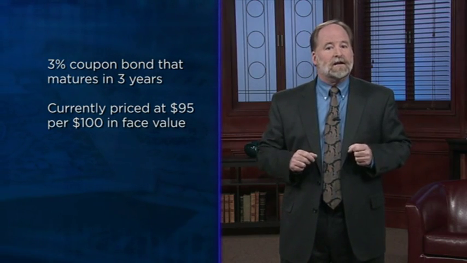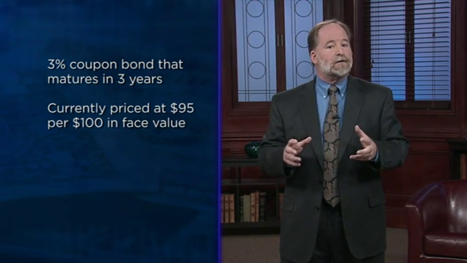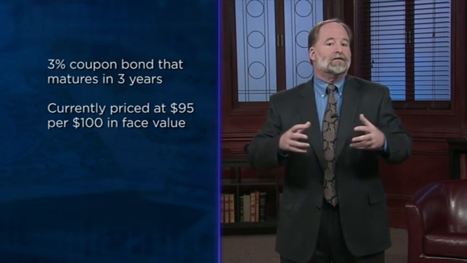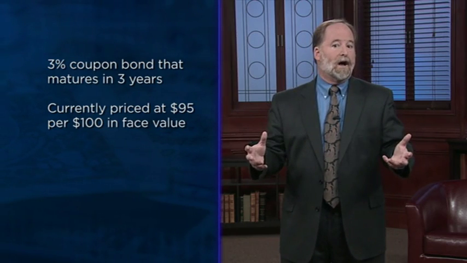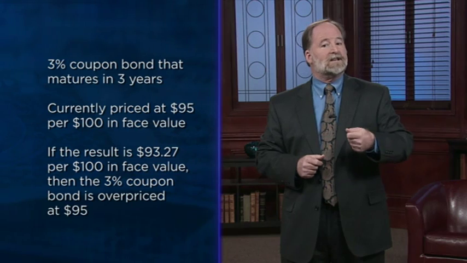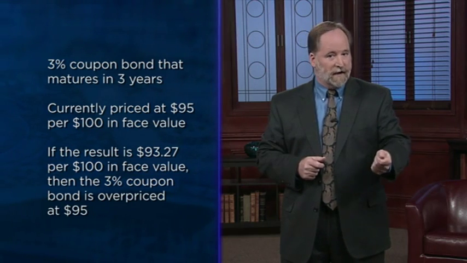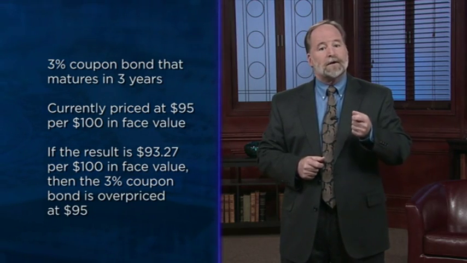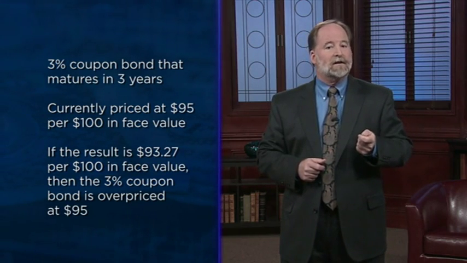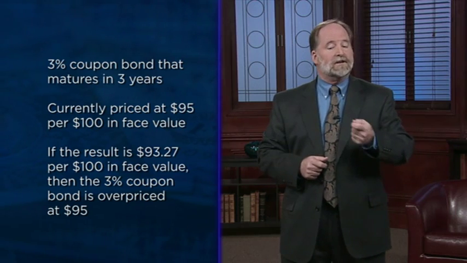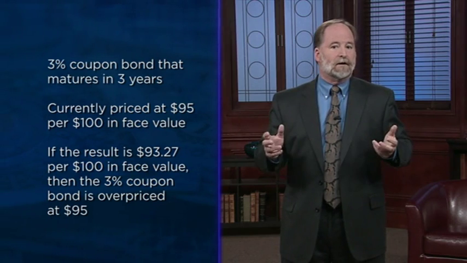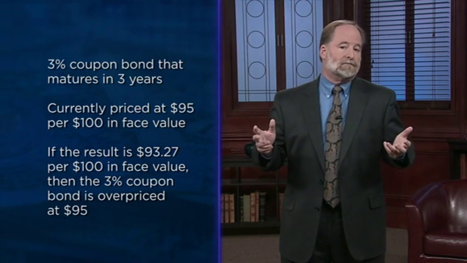Well, let's see. If it's similar to the bond that we just determined the spread for, then we can discount back the cash flows on this default risk-prone bond and get its value using the spread. If the result is 93.27 per $100 in face value, then the 3% coupon bond is overpriced at $95. So in fact, that's the price you get when you discount it back at the risky default rate. So do not buy it, and if you own it, sell it.